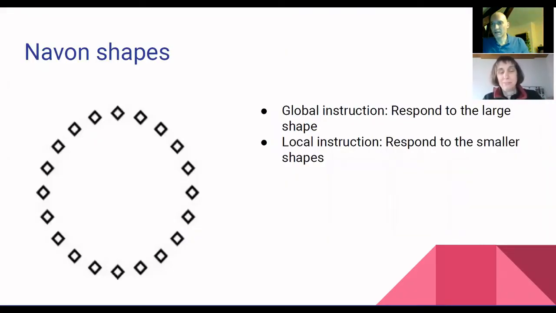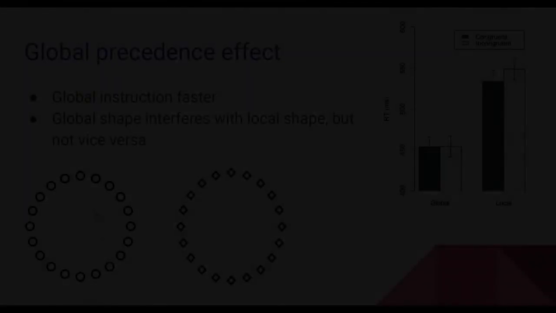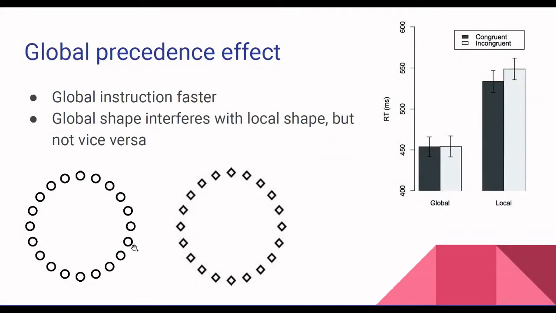So what is a Navon shape? It's basically a local element, which is a smaller shape composing a bigger figure called the global shape. And it has two forms. On the left, we can see smaller circles composing a bigger, global circle, and this is a congruent Navon stimulus. On the right, we can see local small diamonds composing a bigger, global circle, and this is an incongruent Navon stimulus, because there are two different shapes that can be observed if we attend to the local level or the global level only.